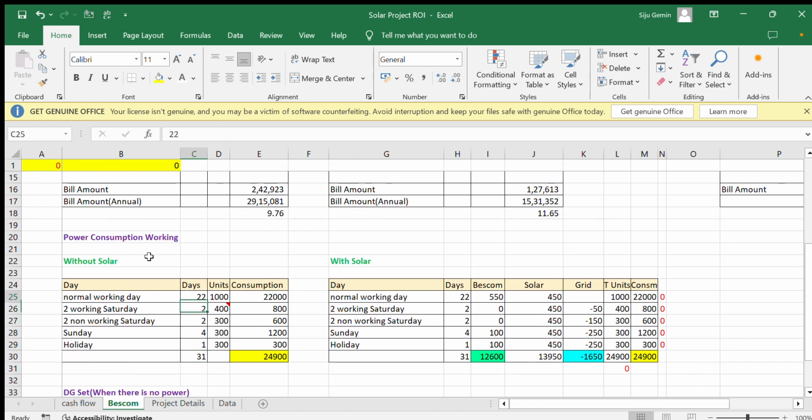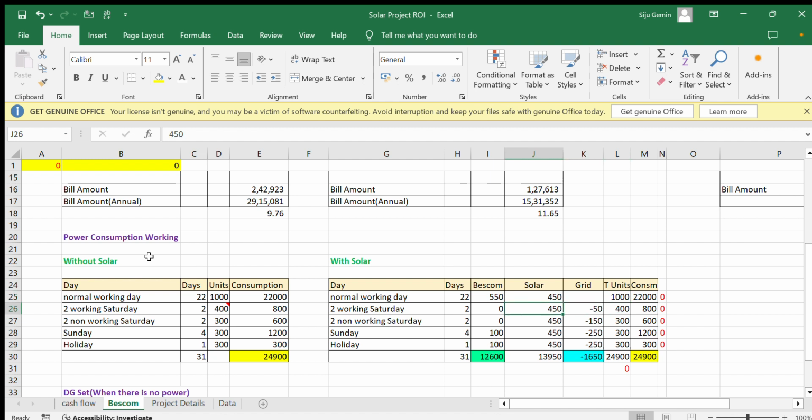In a month of 31 days, a normal working day will take 1000 units for a factory. On a working Saturday, it will take 400 units, on a partially working or non-working Saturday 300 units, and on holidays 300. So we are assuming 31 days, with monthly power consumption of 24,900 units. When they take a solar connection, the pattern changes. Here Bescom will be 550 units and solar will be 450 units, so the total is 1000 units.